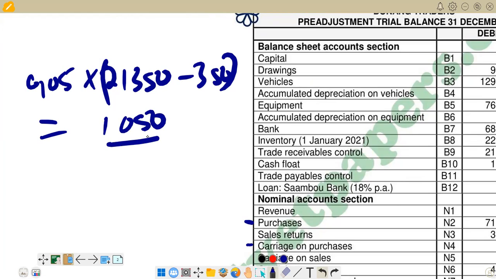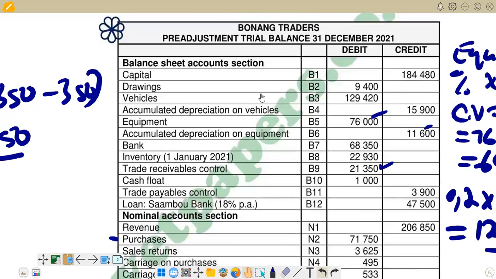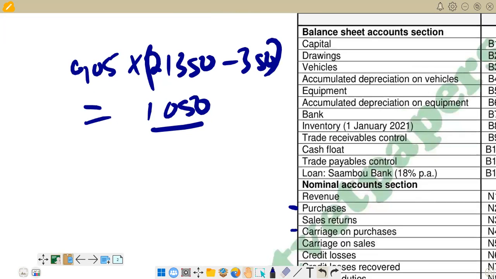Then this figure, you don't put it as it is, you compare it with the previous year's figure for allowance for credit losses. We go to the list of balances. You are supposed to get it under the balance sheet account section here. You go down, check for it. You see we have nothing there. It's supposed to be here. So if it's not there, it means there was no provision for the previous year. So we regard it as zero, since we are not given it there. So we are saying it's a movement from 0 to 1,050.